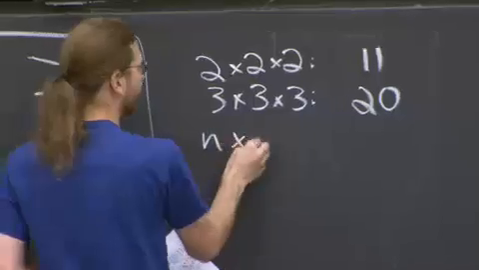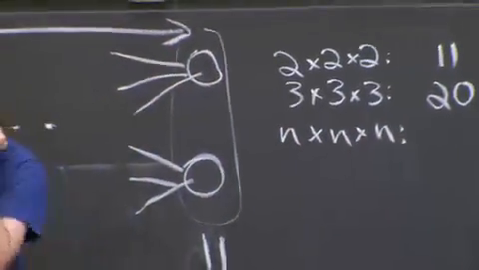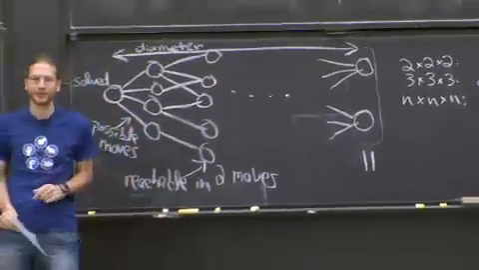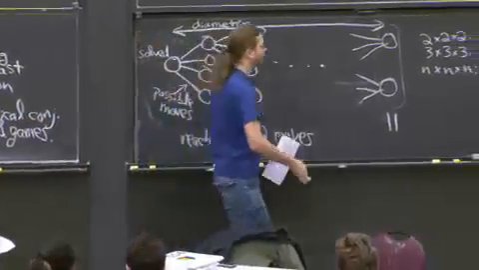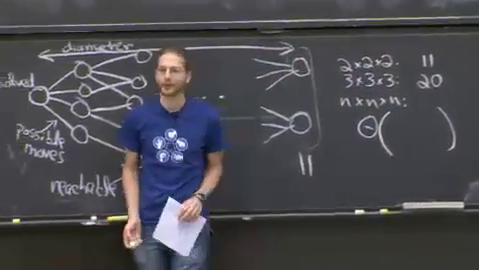any guesses what the right answer is for an n by n by n Rubik's Cube? What's the diameter? Not an exact answer, because I think we'll never know the exact answer. But if I want theta something, what do you think the something is?